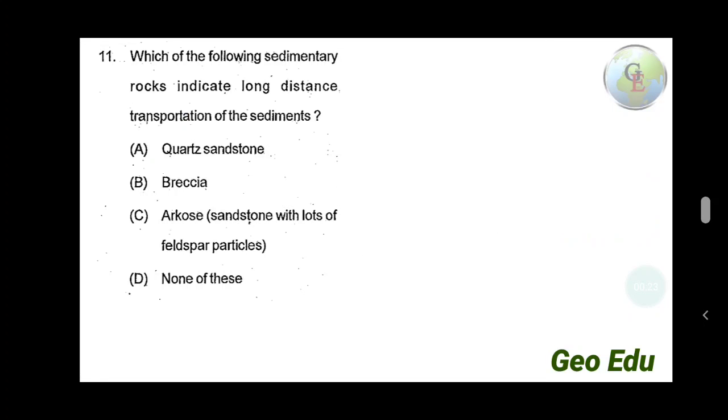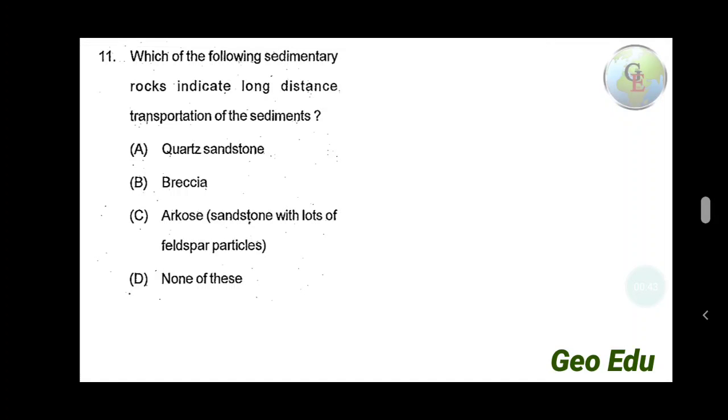This is the first question. Which of the following sedimentary rocks indicates long distance transportation of these sediments? Option A, quartz sandstone. Option B, breccia. Option C, arkose, that is sandstone with lots of feldspar particles. And option D, none of these.